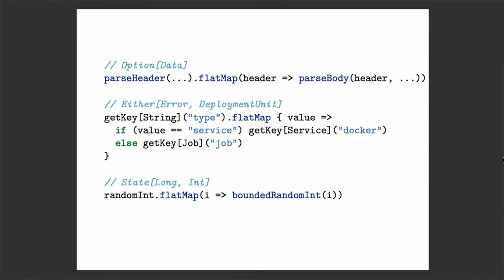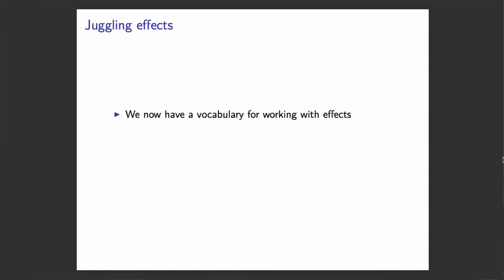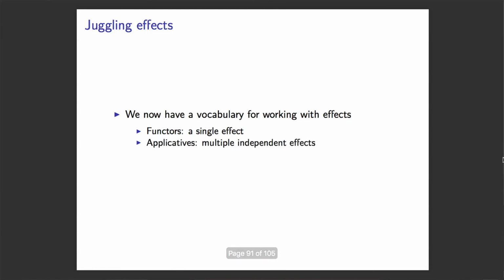And then for a random integer example, maybe we generate a random integer, and depending on what that integer is, we generate a random number that's bounded by that integer. Right, so these are things where you have computation that depends on earlier steps. And that's something that we couldn't do before with just Functor and applicative. So we now have a vocabulary for working with effects. This is what we've been building towards. To sort of summarize, we have functors, which let us work with a single effect. We have applicatives, which let us work with multiple independent effects. And we have monads, which work with multiple dependent effects.